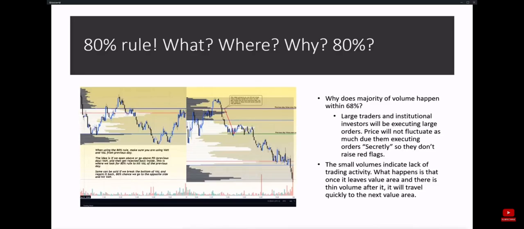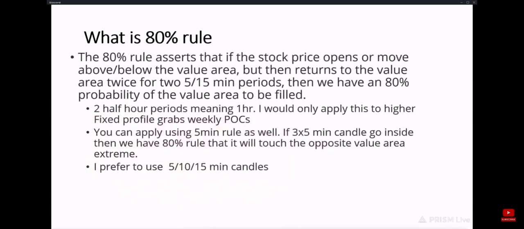If you're fairly new to the Discord, you've heard people screaming "80% rule," right? It is 80% effective if you're trading it properly, and there are some rules around it. The 80% rule basically asserts that if the stock price opens above or below the value area, but then returns to the value area, and usually you want 2, 5, or 15 minute periods. Sometimes, if you're a little more risk averse, you can use 30 minutes.